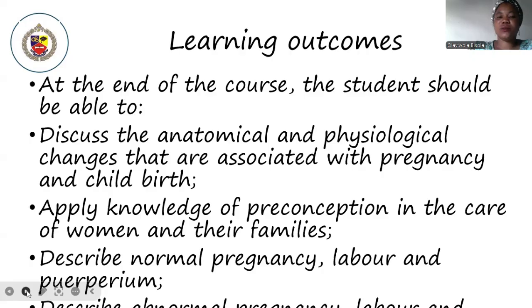So what is the objective of this course? At the end of this course, the student should be able to discuss the anatomical and physiological changes that are associated with pregnancy and childbirth. Also, you should be able to apply knowledge of preconception in the care of women and their family. You should be able to describe normal pregnancy, labor, and puerperium. And also you should be able to talk about abnormal puerperium, abnormal pregnancy, and abnormal labor.